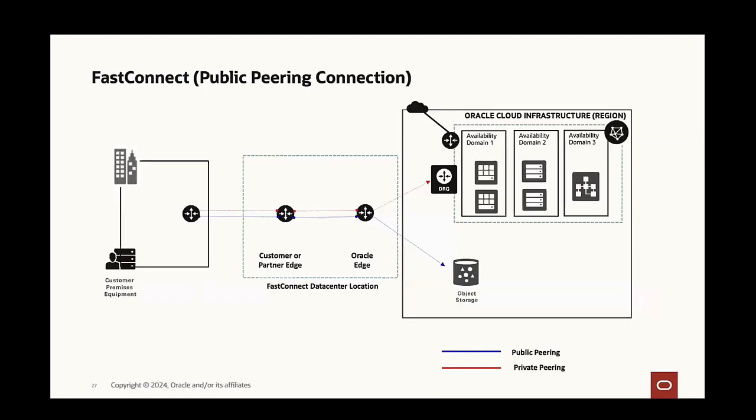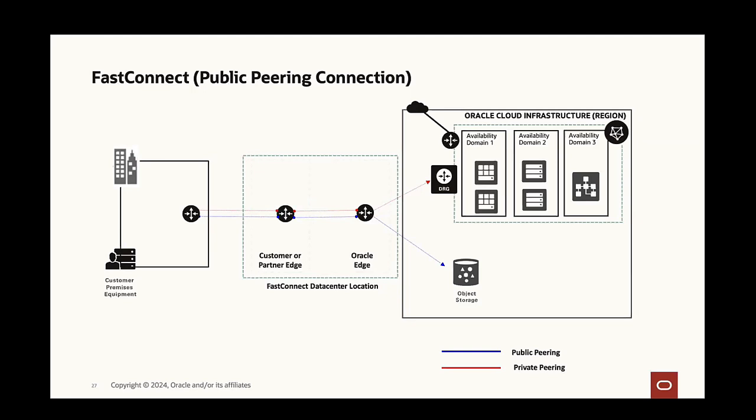You also have FastConnect. Once again, this is more of the dedicated connection with the SLA, or service level agreement. One use case of FastConnect can be dedicated access to the regional public services of OCI via FastConnect by using public peering connections. Essentially, whenever you access the public OCI services like object storage or public load balancers in your VCN, your traffic can go across a dedicated FastConnect connection instead of the internet.